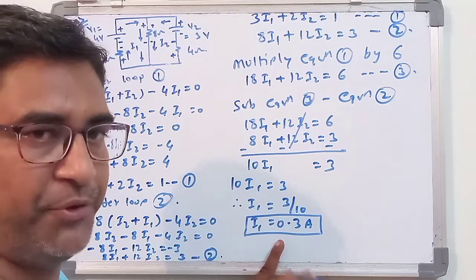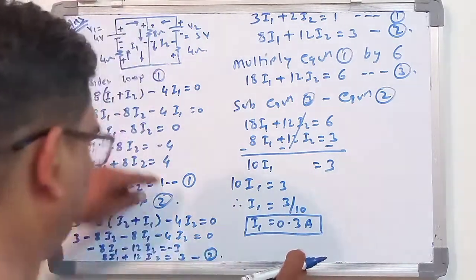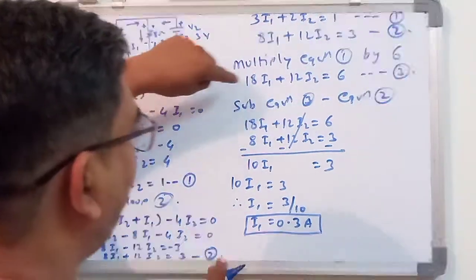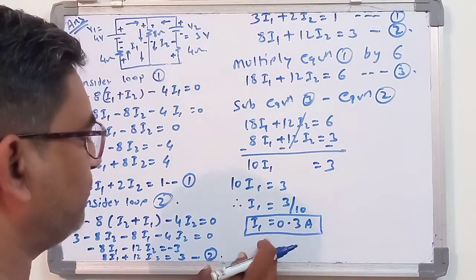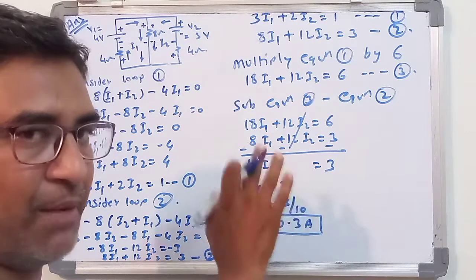Now what is their aim? You have to find out the second current, that is I2. So you have the first equation, the second equation and the third equation. From any of the three equations, you just put the value I1 is equal to 0.3 and see what happens.